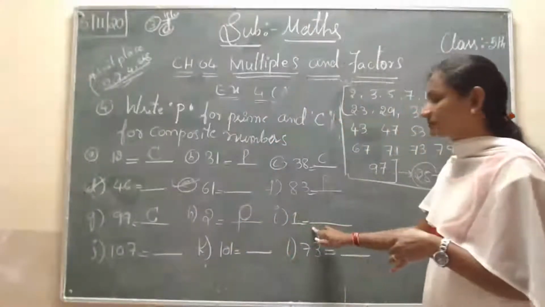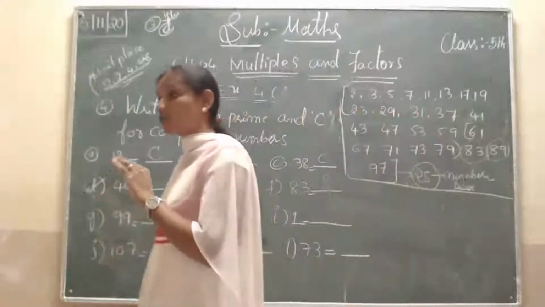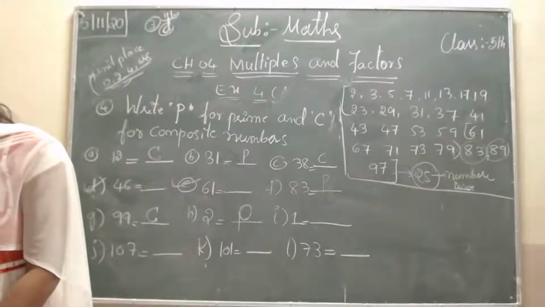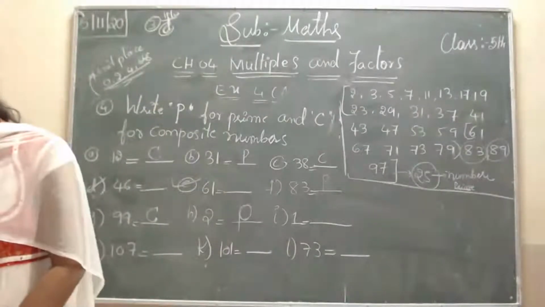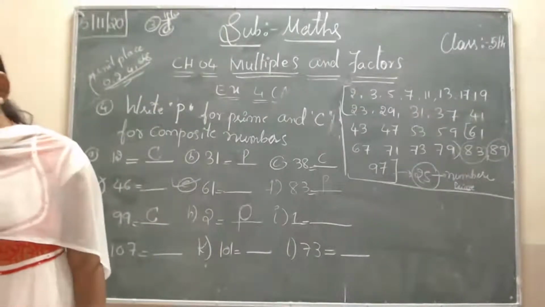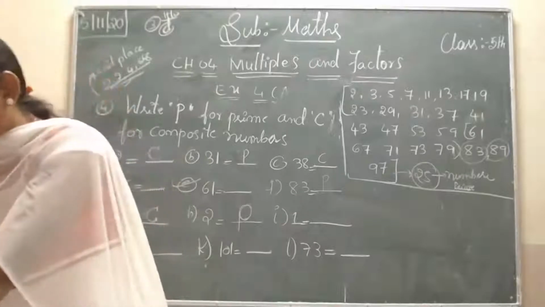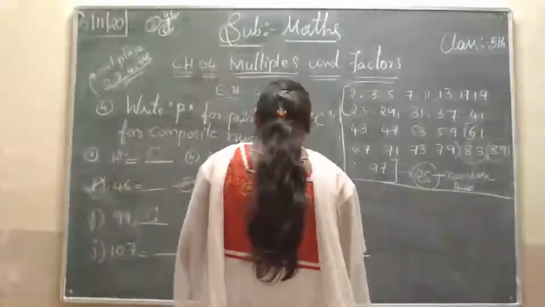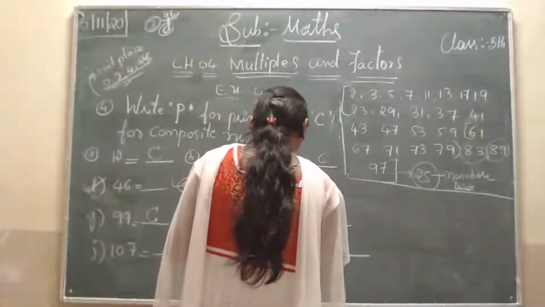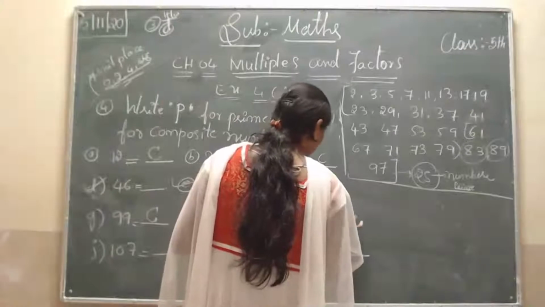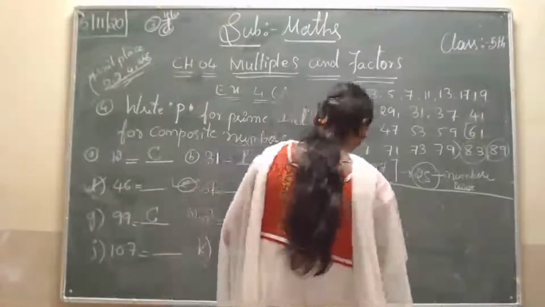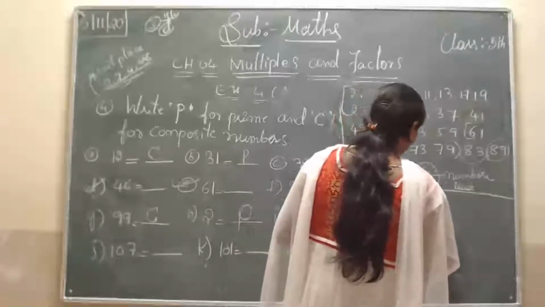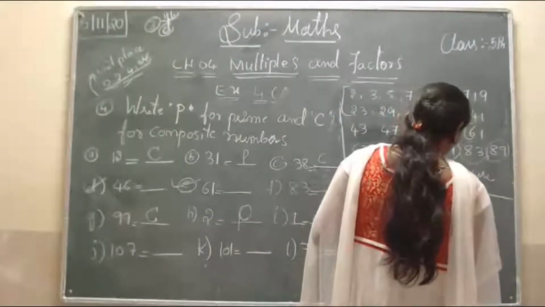Okay. So 1, students, already I told you 1 is not a prime number. You have to consider 1 especially: it is neither a prime number nor a composite number. You have to write here: 1 means neither prime, nor composite.